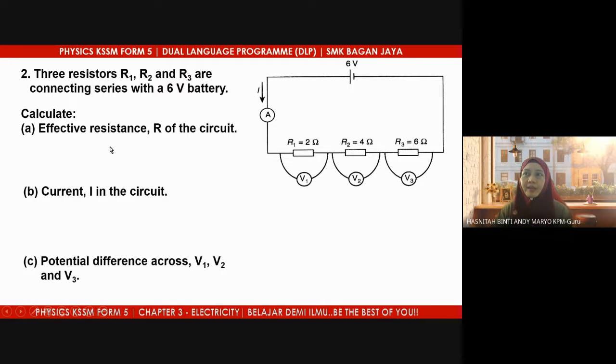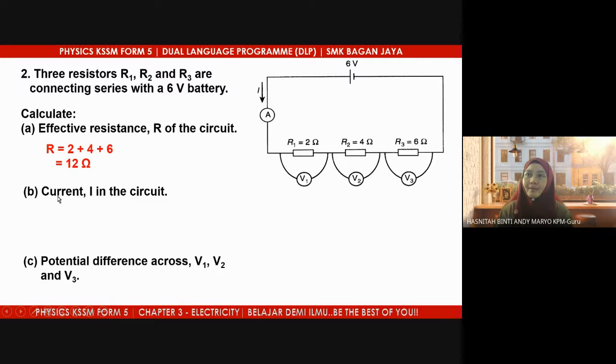Okay, fine. Effective resistance of the circuit, student. Again, welcome. Okay, we are now discussing question 2 on page 6 in your module, the second learning standard, to solve a problem involving combinations of series and parallel circuit. Okay, number 2, how to find effective resistance. Are you done? Okay, this is in series. So how to find effective resistance in series? You just sum for all. R1 plus R2 plus R3. So the answer will be, yes, 12 ohm.